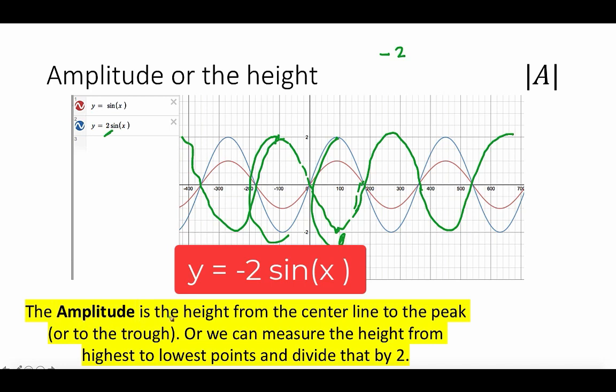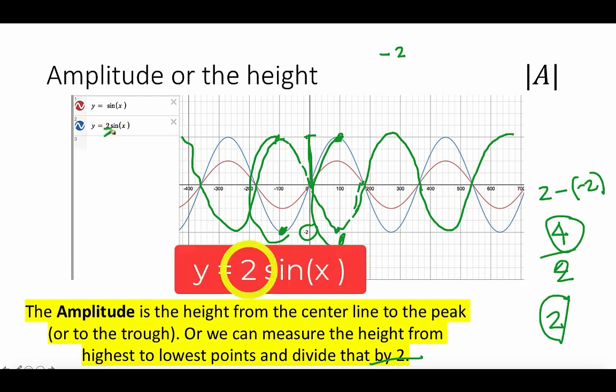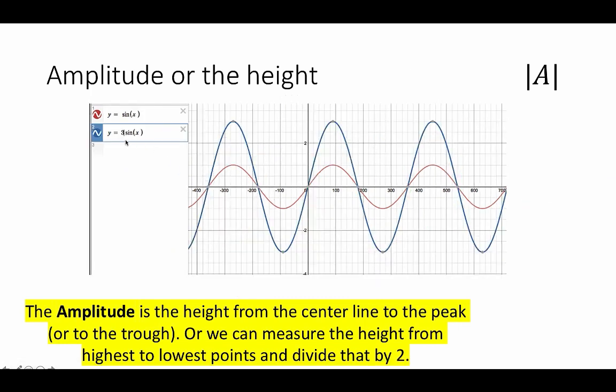Now the amplitude is the height from the center line to the peak. Or we can measure the height from the highest to the lowest point and divide by 2. So the amplitude or the height of this function is 2 units. And you can detect that by just looking at this number that is multiplied to the sine function. In here, notice that I multiplied the sine function by 3. Notice now that the height is 3 units. From the center line to the highest point is 3 units.